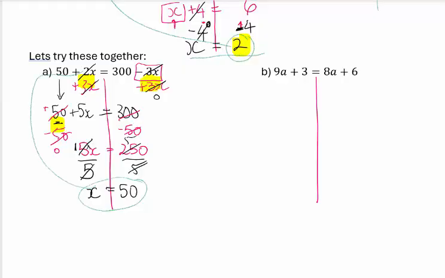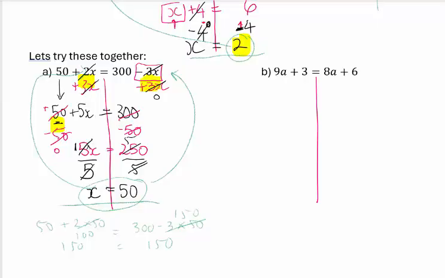Put it in both sides. Remember, you can just grab your calculator out and have a go at it. 50 plus 2 times 50, that's 100, so that's 150, equals 300. Take 3 times 50, which is 150. Oh, look at that. They equal, so yes, that works, so we'll underline it.